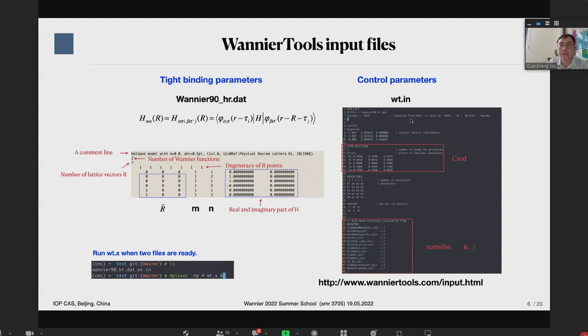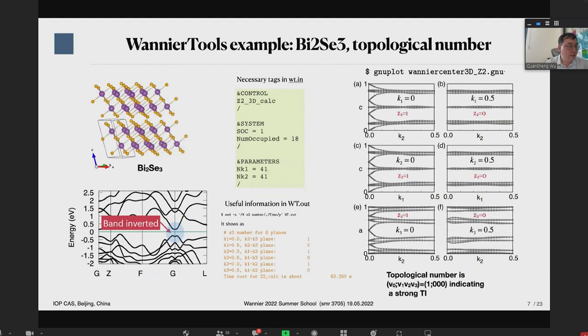In this file, there are two kinds of formats. This one is called a namelist. This is a special format for Fortran. I think I don't need to introduce it because it's very common in Quantum Espresso. After you prepare these two files, you can just run WannierTools without specifying input and output. The input and output will be generated with our given names.